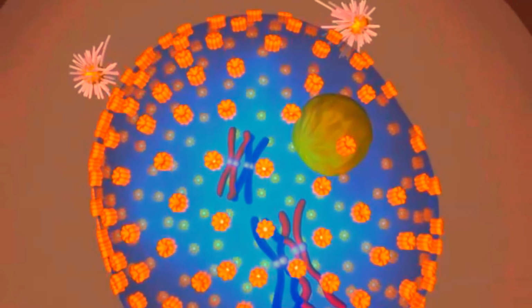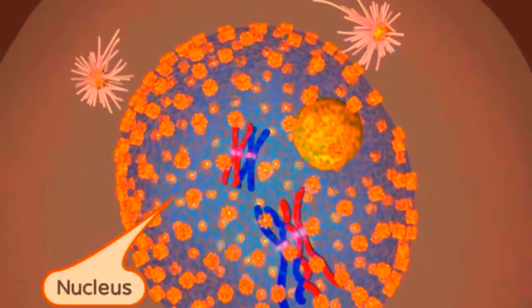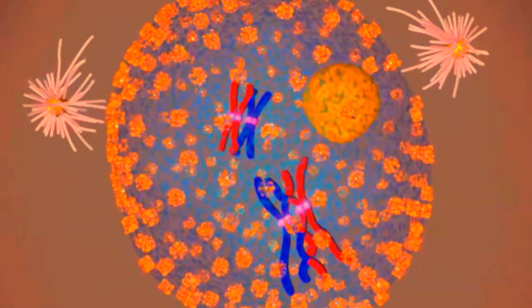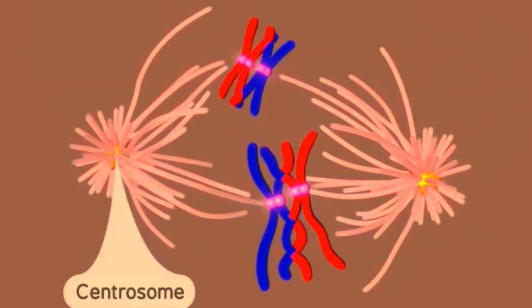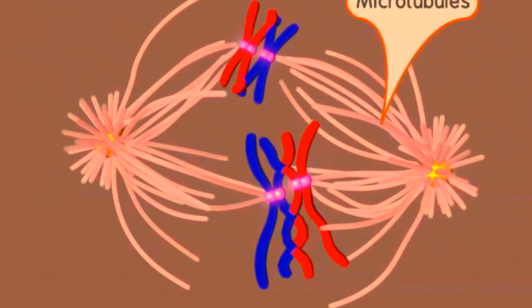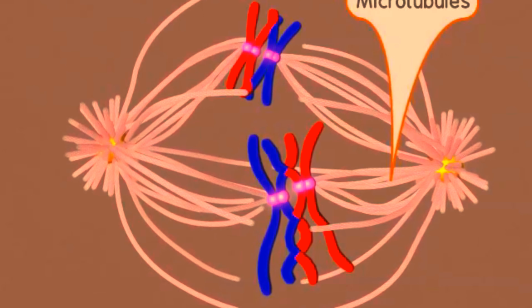There are several more key steps in prophase 1. The nuclear membrane begins to break down, then the two centromeres migrate to the opposite ends of the cell and microtubules appear. The microtubules then attach to the centromeres.